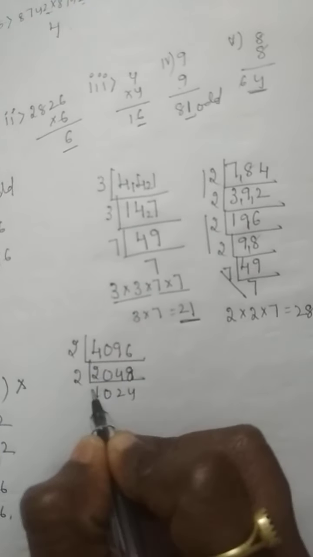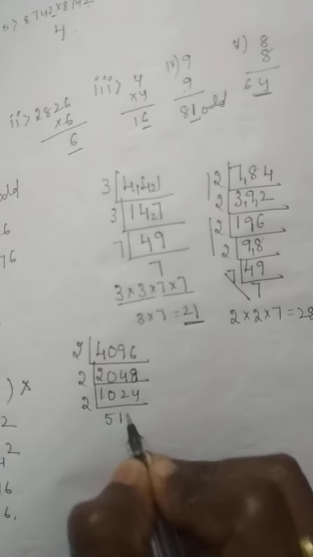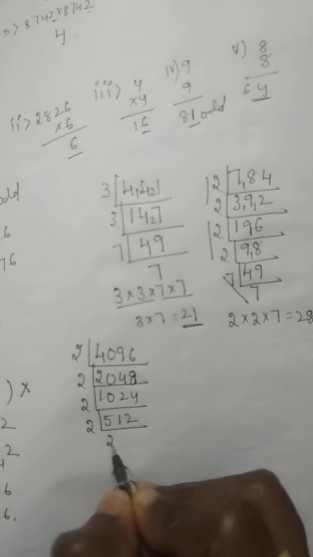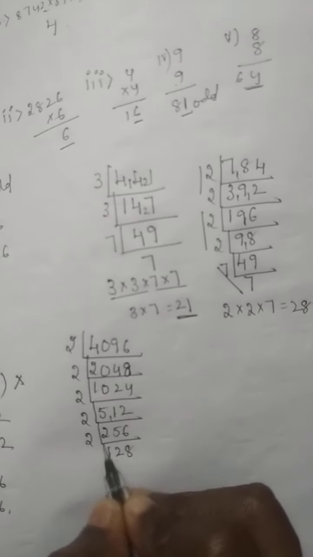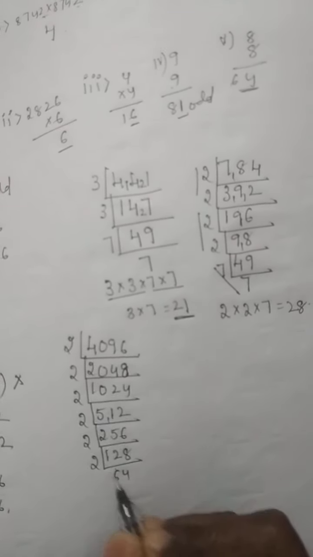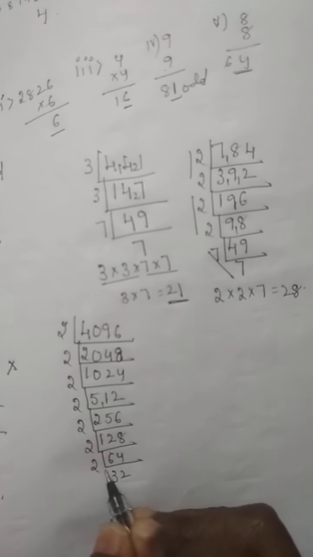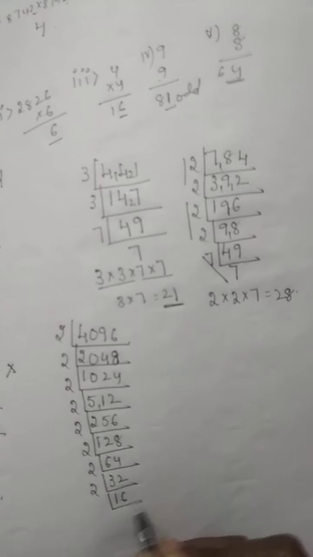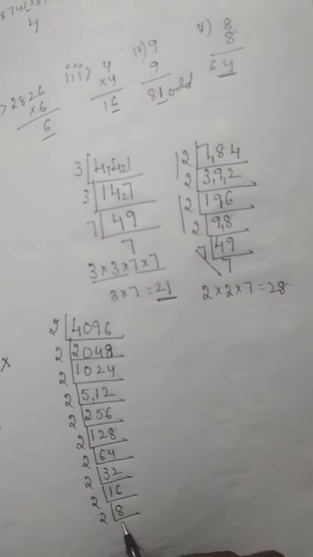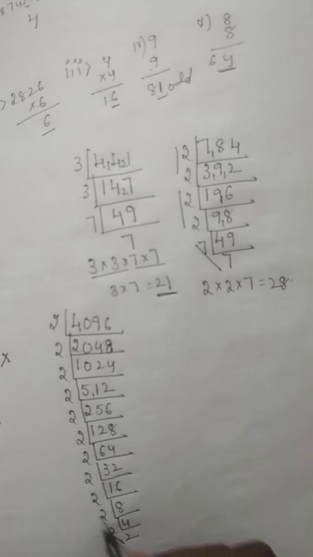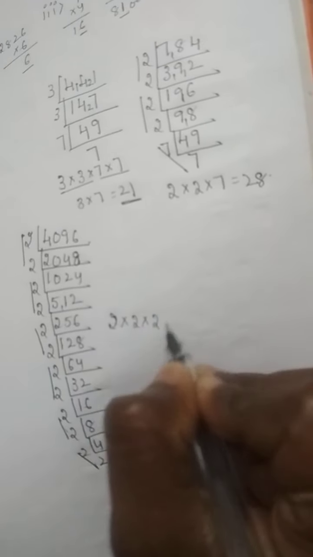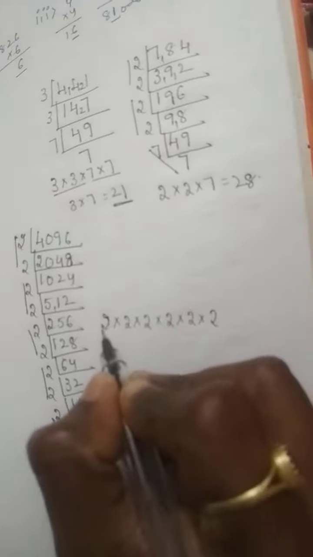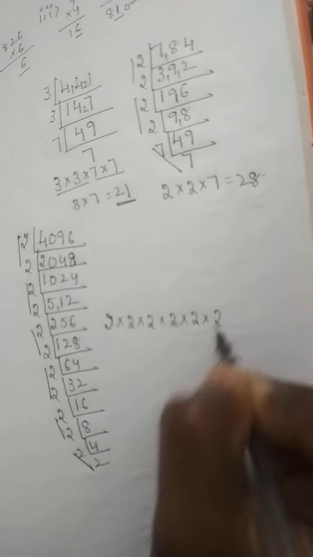Now cube roots by doubling: 2 into 2 into 2, 2 to the 4, 2 to the 8, 2 to the 16, 2 to the 32, 2 to the 64.